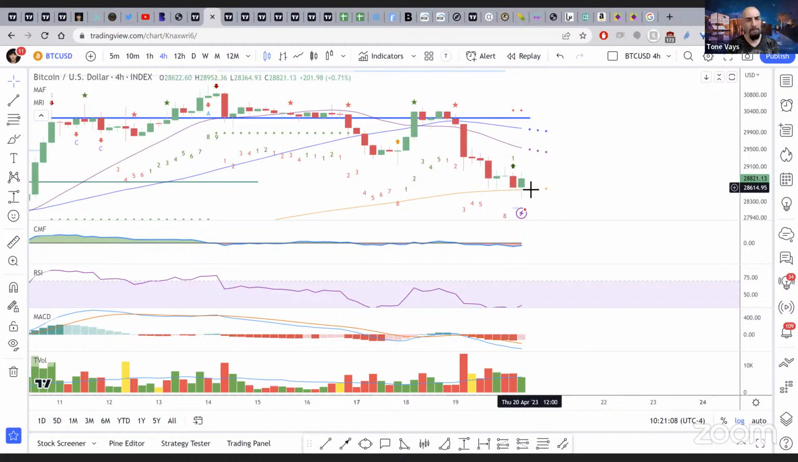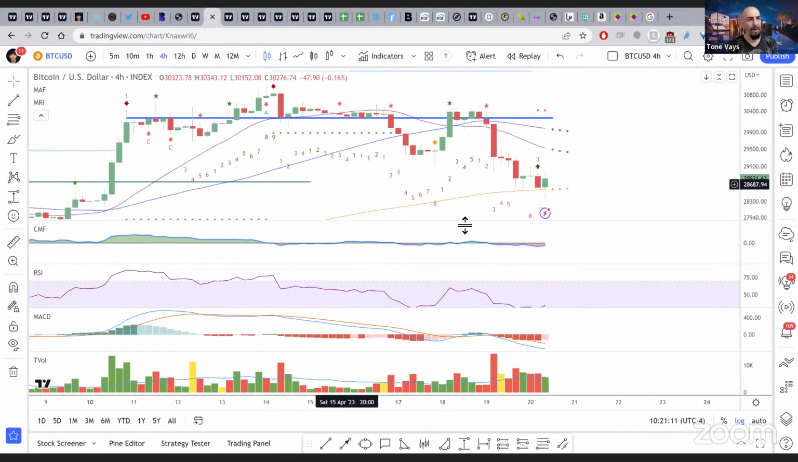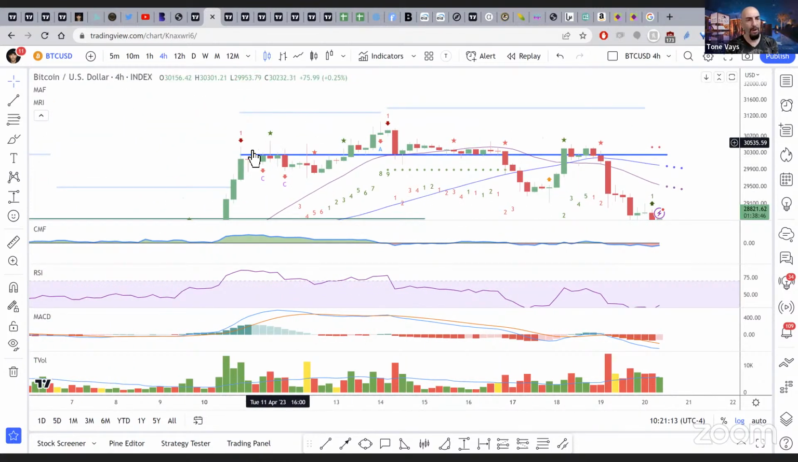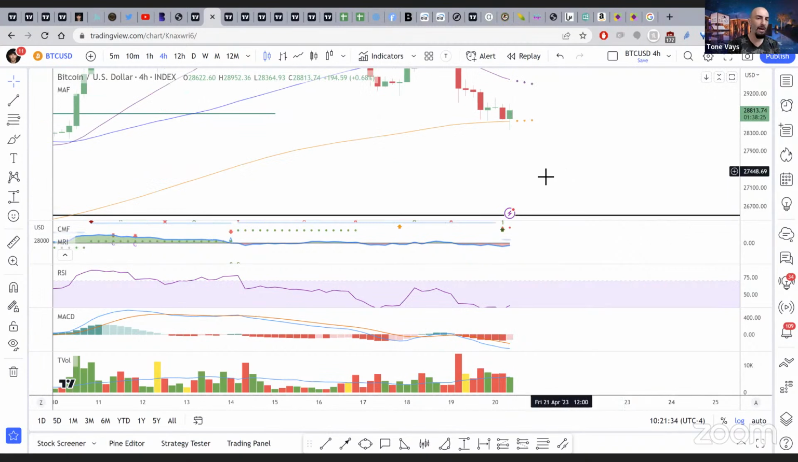So here we are on a 4-hour MRI buy. We've had two 4-hour MRI sells. They worked out as planned. Both pulled the price back, the first one more of a consolidation, the second one certainly pulled us back. We had an MRI warning reversal on a beautiful reversal candle. And here we are again on an actual MRI buy.